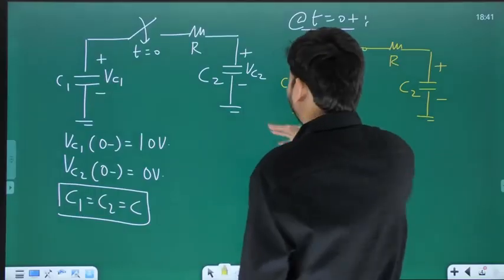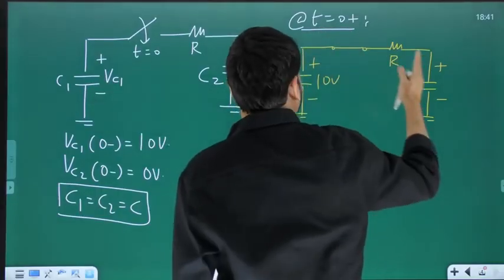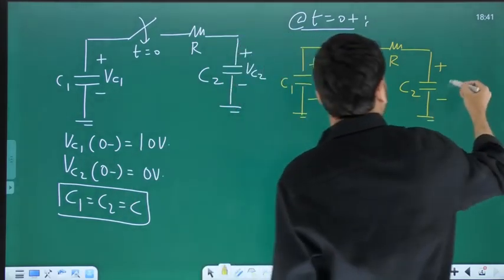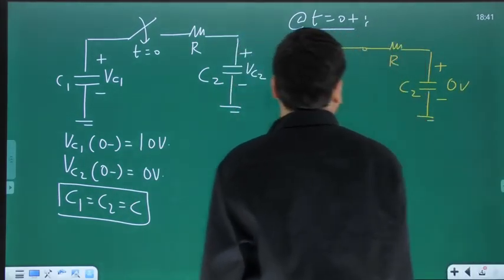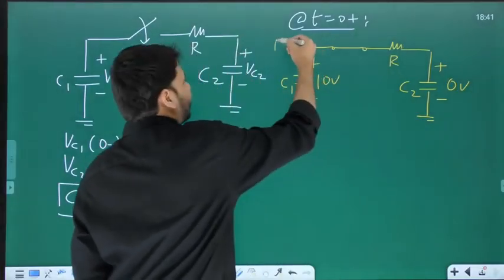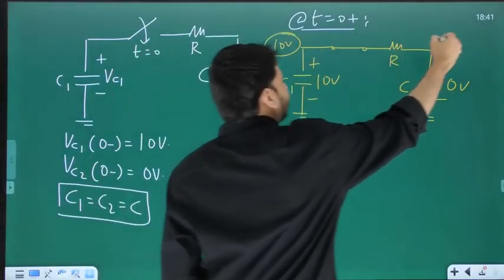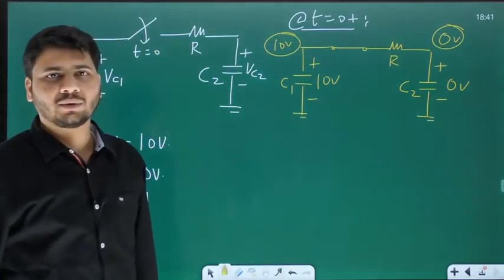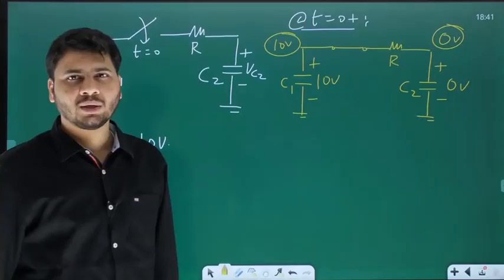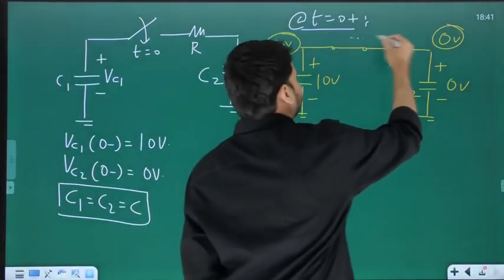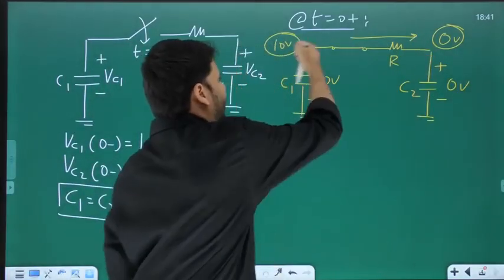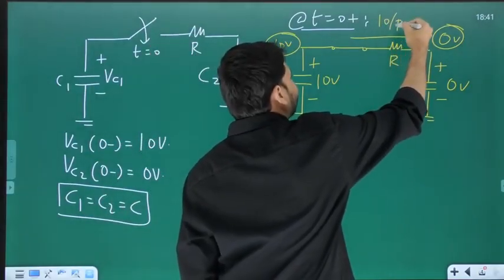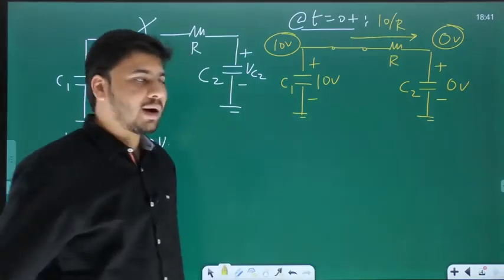Okay. So for C2 also, the value of VC2 at 0 plus will be same as VC2 at 0 minus, and that is 0 volts. So what is the voltage at this point? It is 10 volts. What is the voltage at this point? It is 0 volts. So what is the direction of current through the resistor? Does it not flow from left to right? That is in this direction, high potential to low potential. And what is the value of this current? Initially it will be 10 by R.